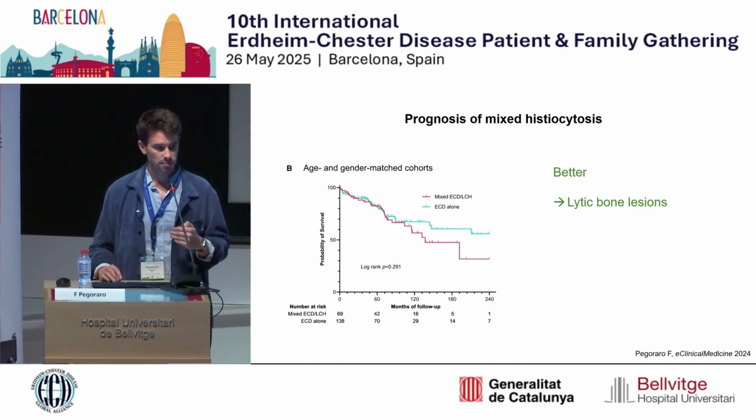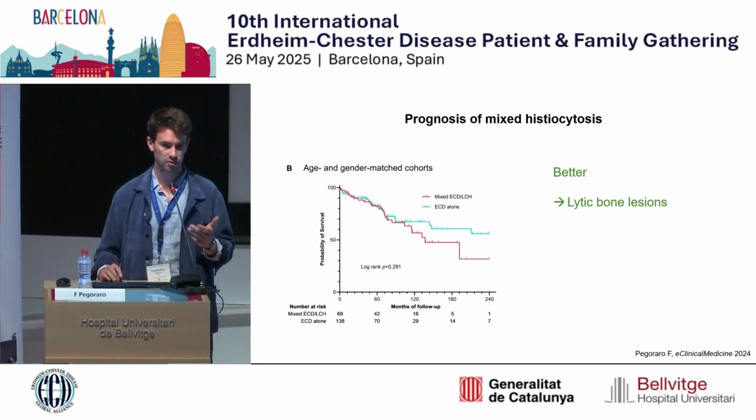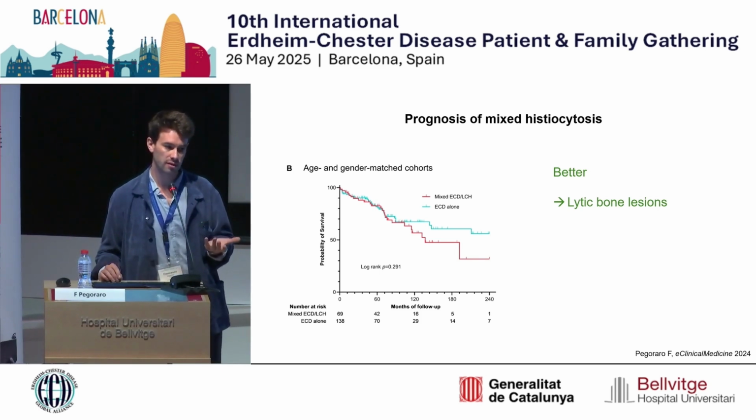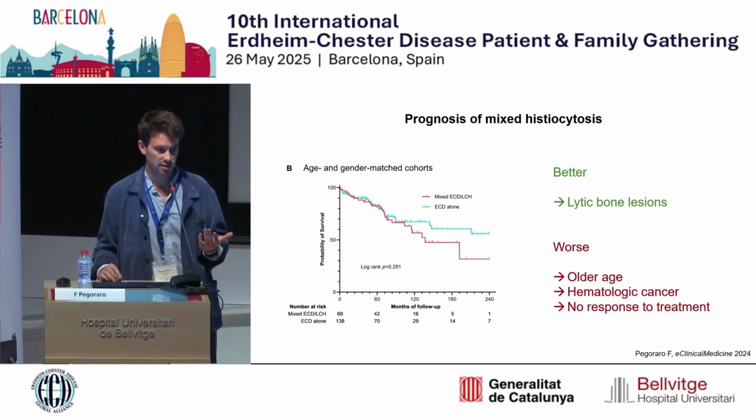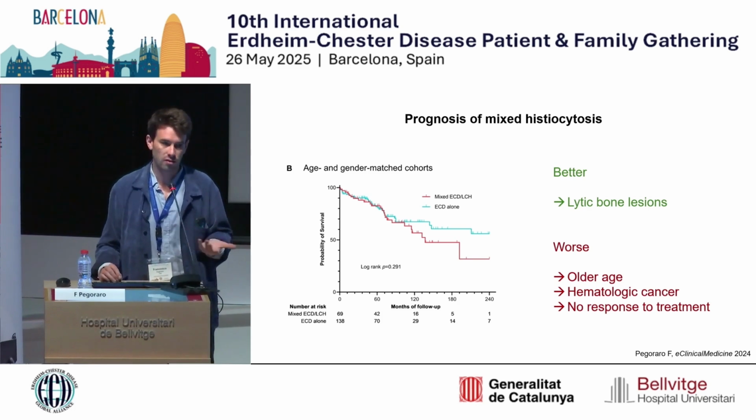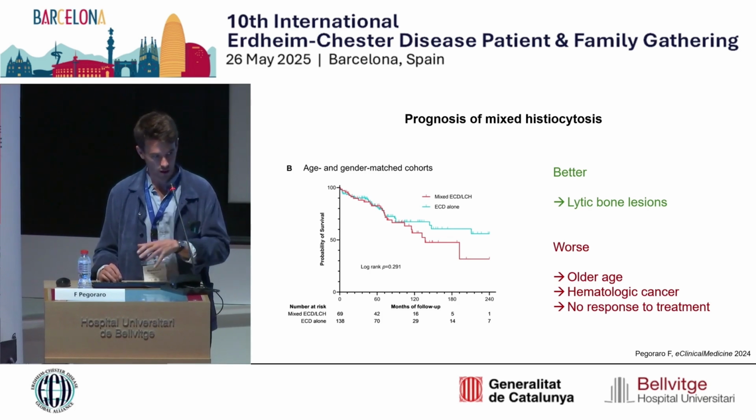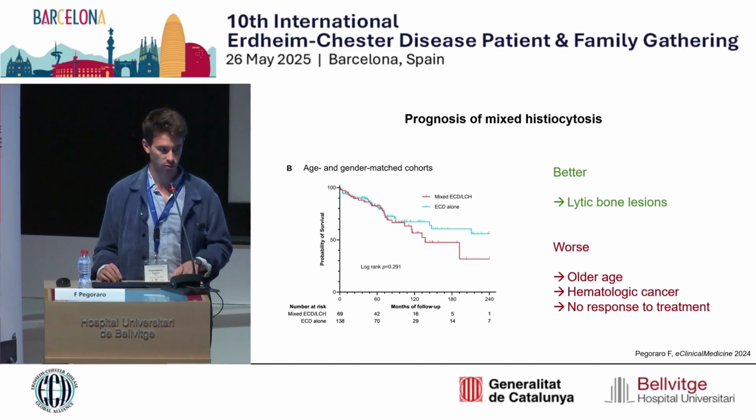We also know that patients with mixed forms do better if they have bone lesions, lytic bone lesions. This might probably have to do also with better diagnosis, earlier diagnosis. And there are also some features that bring a worse prognosis, such as, that's quite logical, older age, associated malignancies, and we're going to discuss this later, and of course no response to treatment. But we know that if we treat these patients as we should with inhibitors, the survival is very good.